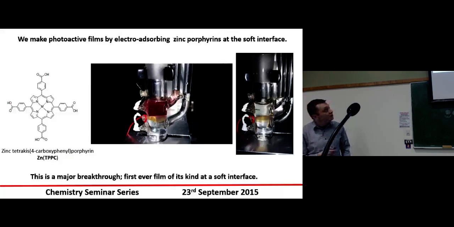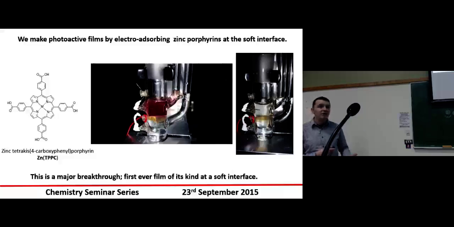I have a very good PhD student at the moment. He's up in the crowd there, and he's been working on making films of porphyrin at soft interfaces. And he's managed to do it. So here, this purple solution is the porphyrin, the dye, and this yellow film here at the liquid-liquid interface is a film of porphyrin that has been electroadsorbed at the interface. A lot of the work here was getting the right pH conditions, looking at the different pKa's of this carboxylic functionalized porphyrin, and also changing the electrolyte.